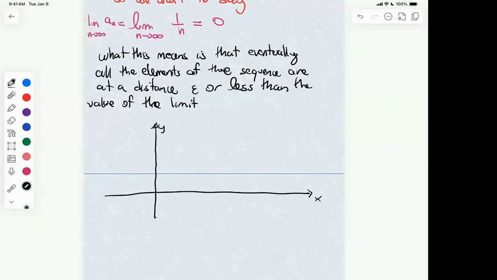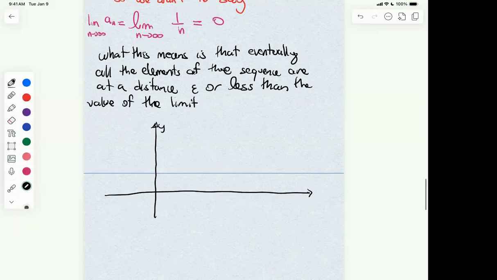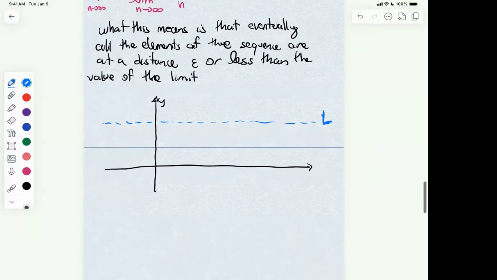When you say the limit of a sequence is a number L, think about it the way you would in calculus, like a horizontal asymptote. What does it mean to say that the limit of a sequence is L? It means that eventually, the sequence can be doing whatever it wants, but it has to get close enough to the value of the limit. It has to stay within some bandwidth of the limit, which is this epsilon thing that I'm talking about.